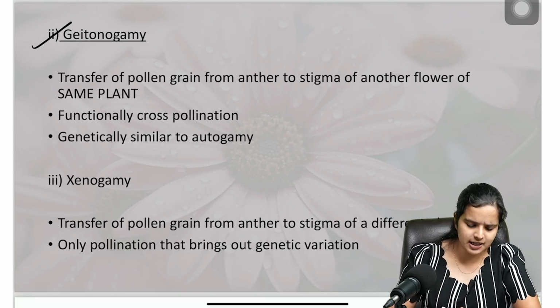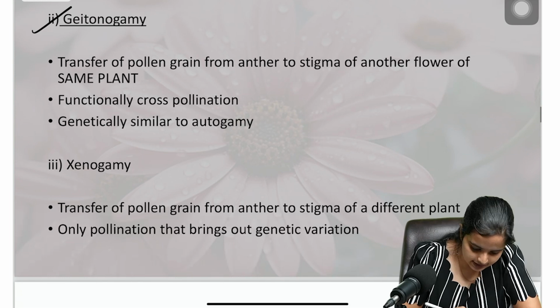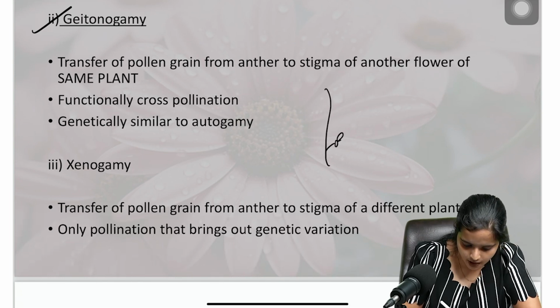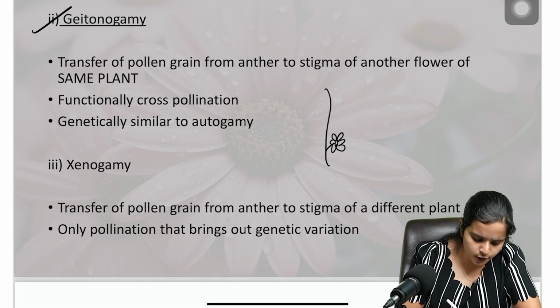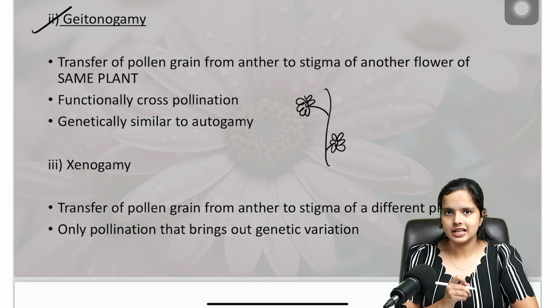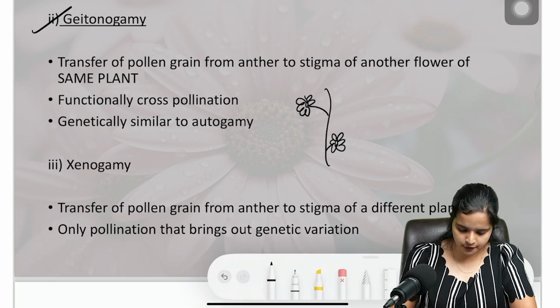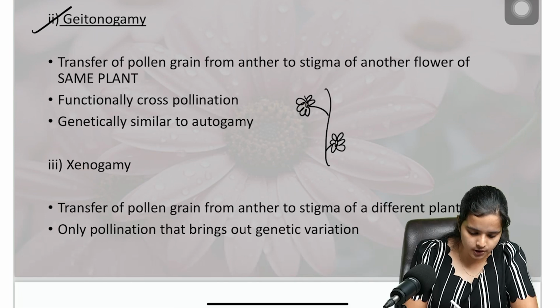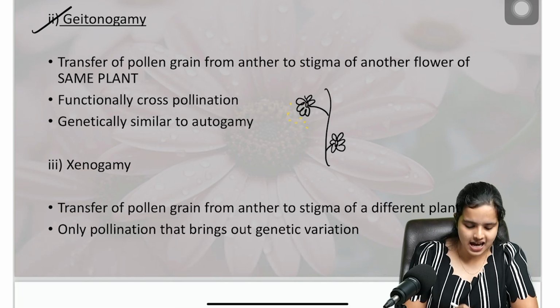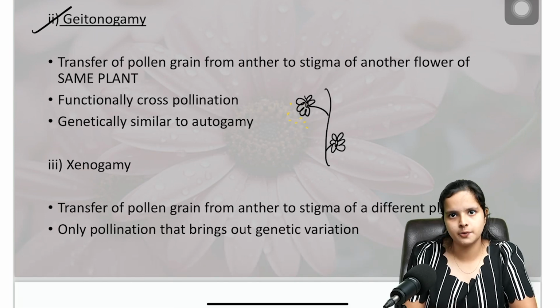Let me draw it for you. You'll have a plant like this, and you will have a flower over here. Again, I'm not that good at drawing, but you'll have a flower over here and a flower over here. Both these flowers are lying on a single plant. So if pollen grains are released from the flower at the top, and this pollen grain is obviously released from the anther, right?